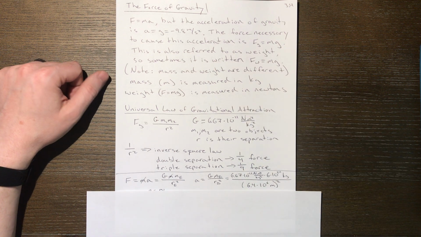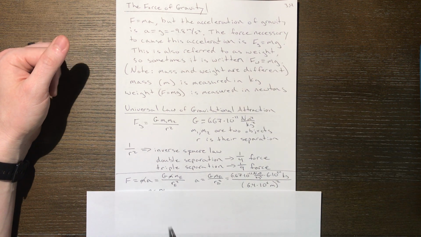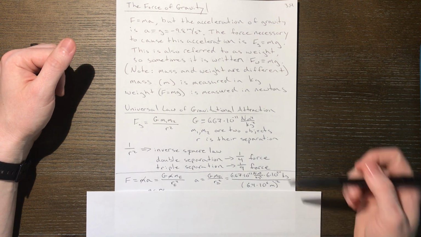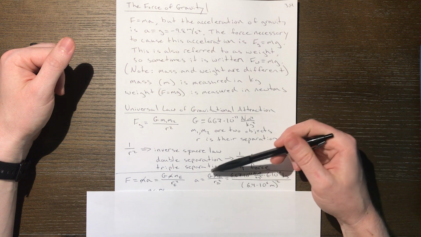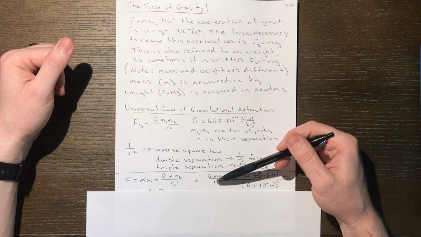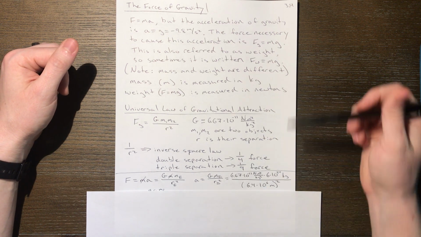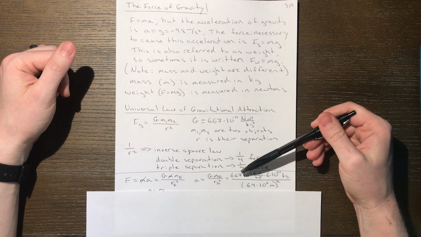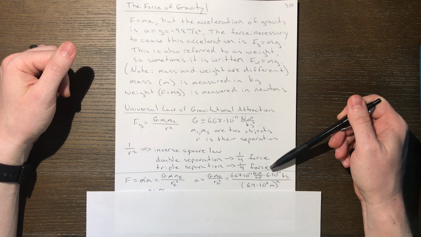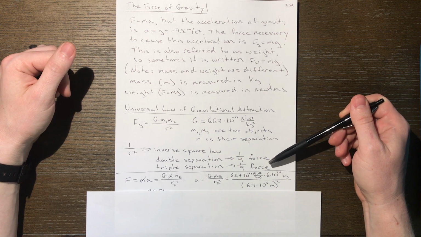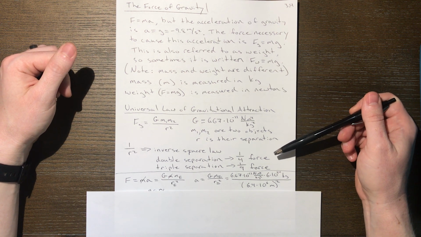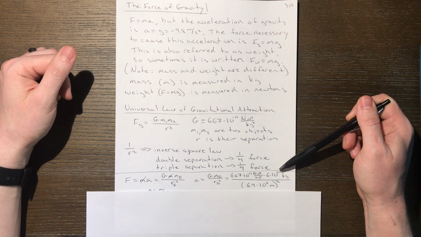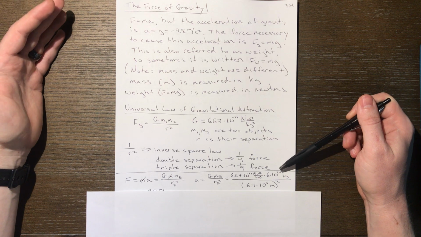Little m, which we would call for any object on the surface of the Earth, is in both sides of the equation, so it cancels. And we're left with the acceleration is big G times the mass of the Earth over the radius of the Earth squared. I went ahead and pulled these numbers and plugged them in. So we have 6.67 times 10 to the minus 11 newton meters squared per kilogram squared times the mass of the Earth, 6 times 10 to the 24 kilograms. That's a big number. The Earth is quite massive.